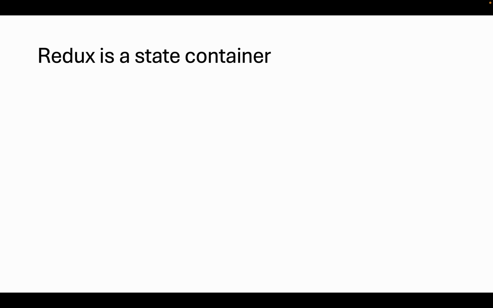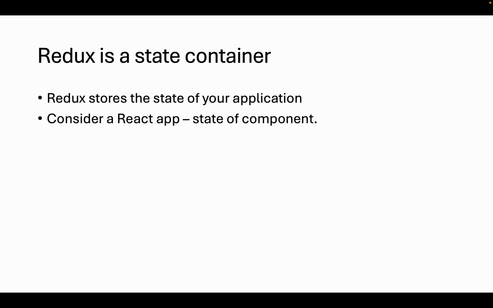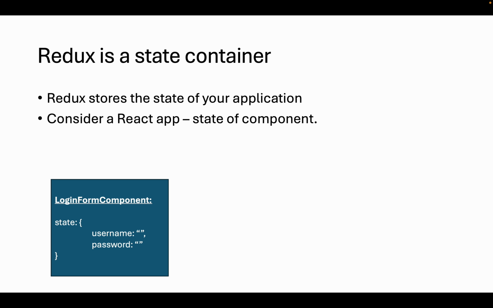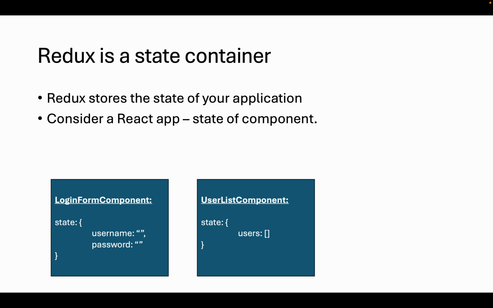Second point is that Redux is a state container. What we mean by that is Redux stores the state of our JavaScript application. Consider a React app. What is state? You know very well what is the state of a component. The value that a component stores in its state is called the state of a component. For example, we have a login form. The state will look like this: state is an object in which we can store a username and a password. Similarly, if we have a user list component, we can save users in the form of an array in a state variable or as an object as well.